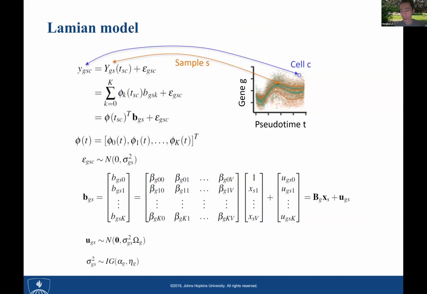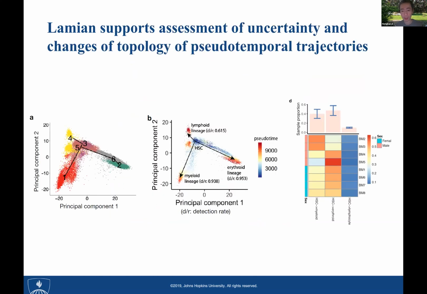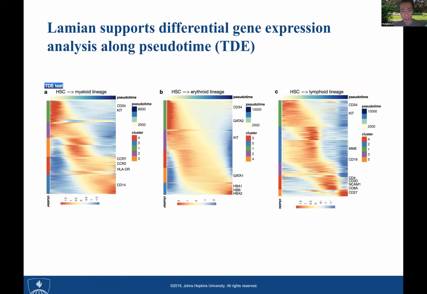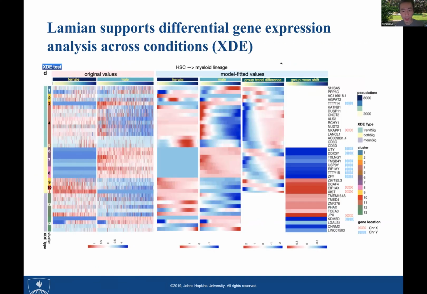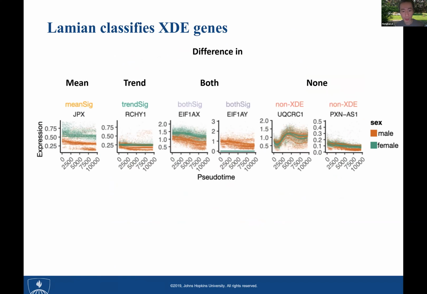I'm not going to talk about the details, but essentially we use a mixed effect model to consider multiple levels of variability, including sample level variability and cell level variability, and we also use splines to model the curves, and then we develop an EM algorithm to fit this model. And I think I probably want to skip this part. This is just an illustration of the method.